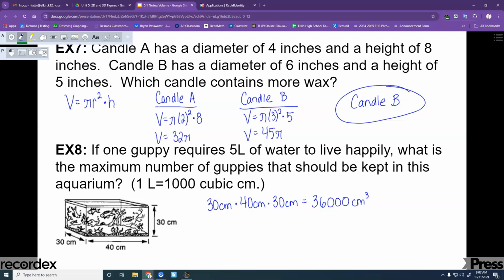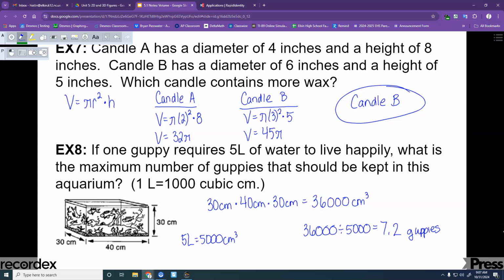Why would we do that? How much does a guppy need? 5 liters, but that would be 5,000. So 5 liters would be 5,000 cubic centimeters. So each guppy needs 5,000 cubic centimeters. So if we take 36,000 and divide by 5,000, 36 divided by 5 is going to give you 7.2 guppies.